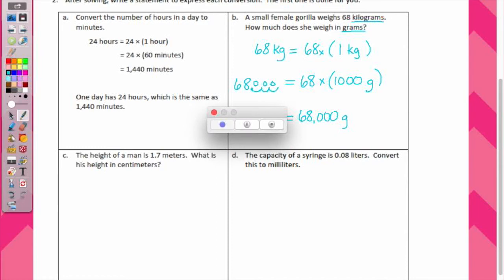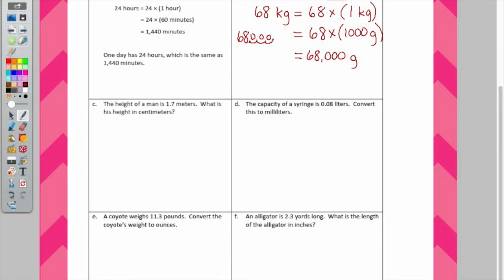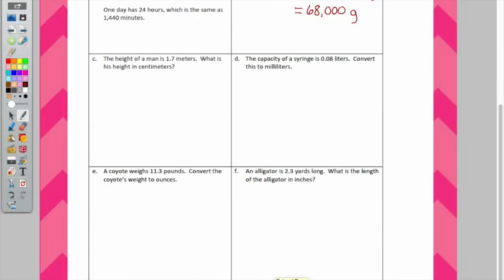Okay, so what I'm going to have to do, let's see. The height of a man is 1.7 meters. What is his height in centimeters? So what 2 words to underline, Tucker? Meters and centimeters. So I'm going from meters to centimeters. So 1.7 meters equals. What is 1 unit? 1 meter. 1.7 times 1 meter equals 1.7 times, how many centimeters in a meter, Halen?